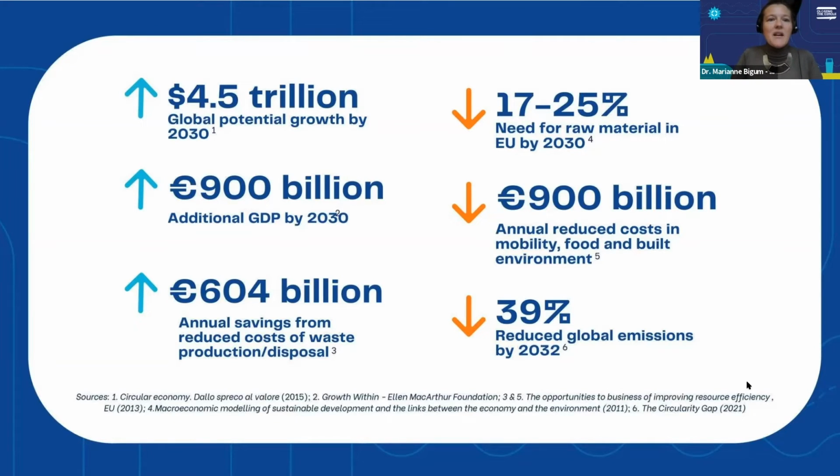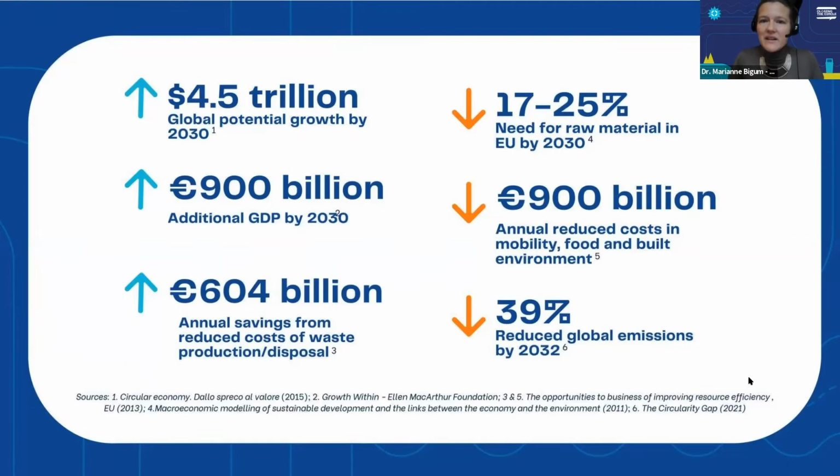Additionally, we'll be seeing an increase in the GDP by 2030. We'll see annual savings from reduced costs of waste production and disposal. And really, from our point of view, when we're working in ADB with countries that are developing or in the process of developing, if we could reduce the cost of waste production and disposal, that is funding we could be using for something else, and that is the funding that would be going into growing businesses and growing the economy.